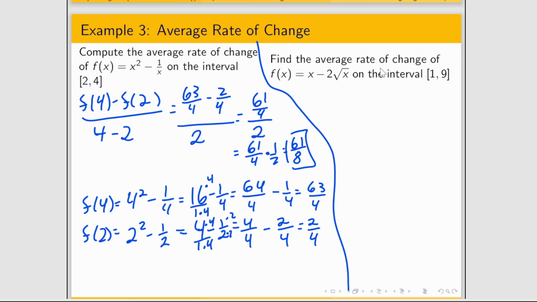Similar idea here. For this next one, the arithmetic actually works out slightly nicer. So I'm going to challenge you to go ahead and pause the video and try to find the average rate of change on the interval from 1 to 9 of this function.